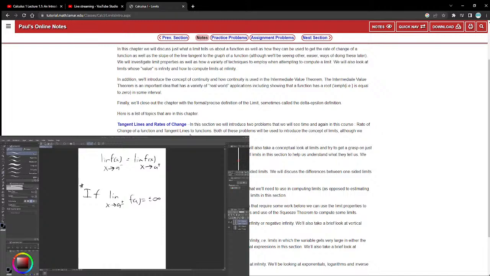So we've got tangent lines and rates of change. In this section, we will introduce 2 problems that we will see time and again in this course: rate of change of a function and tangent lines to functions. Both of these problems will be used to introduce the concept of limits, although we won't formally give the definition or notation until the next section.